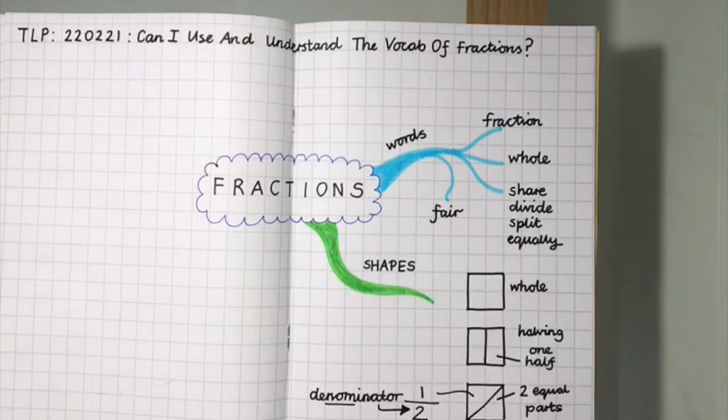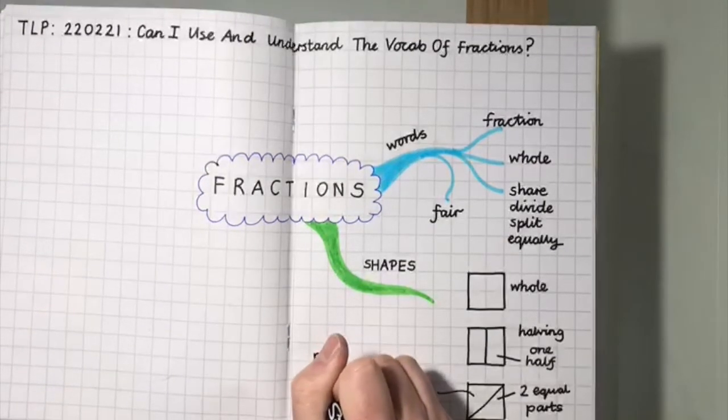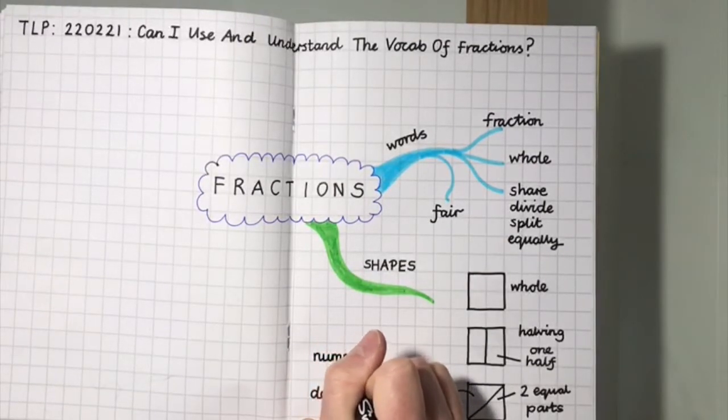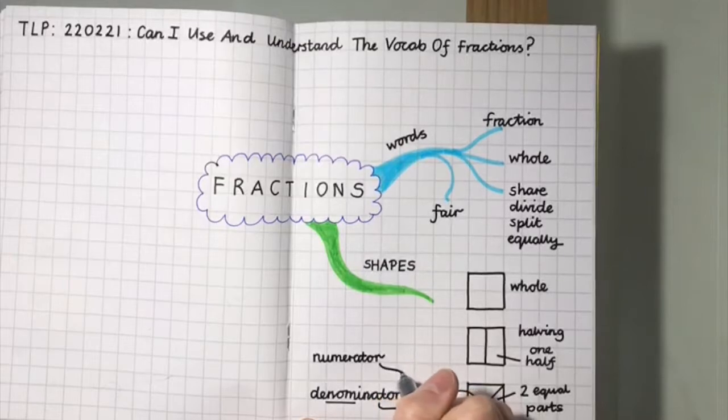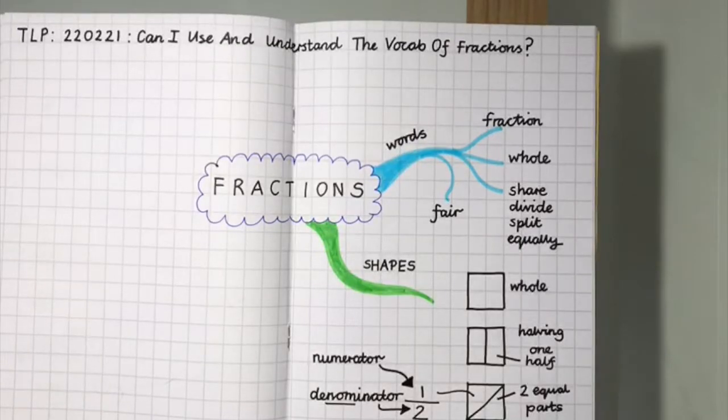So this number above the line is called the numerator. Now don't worry if you're thinking, I'm in a panic, I don't get these words, I don't understand. We're going to repeat all of this language so many times over the next 3 weeks or so.